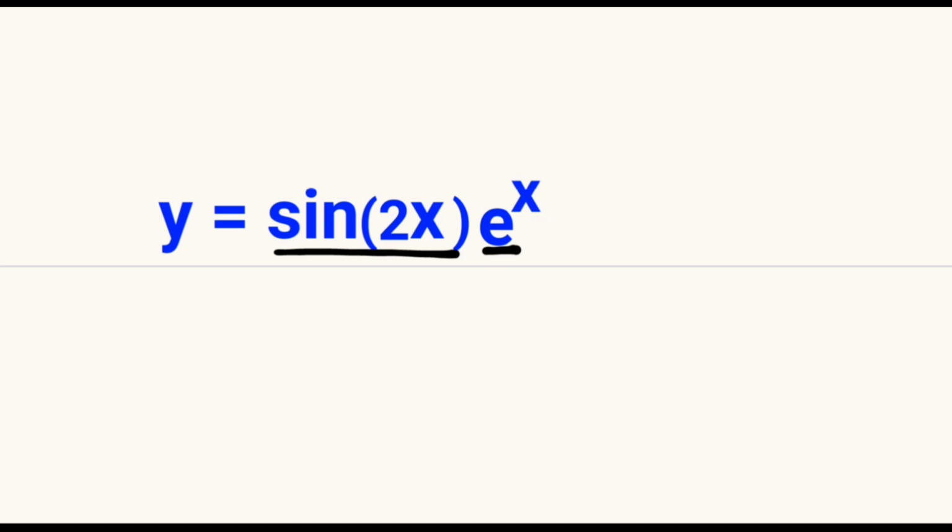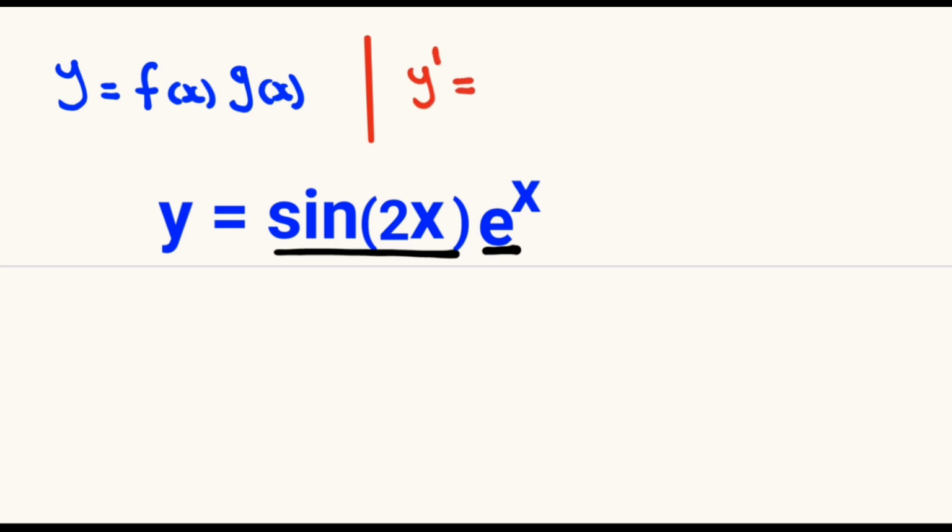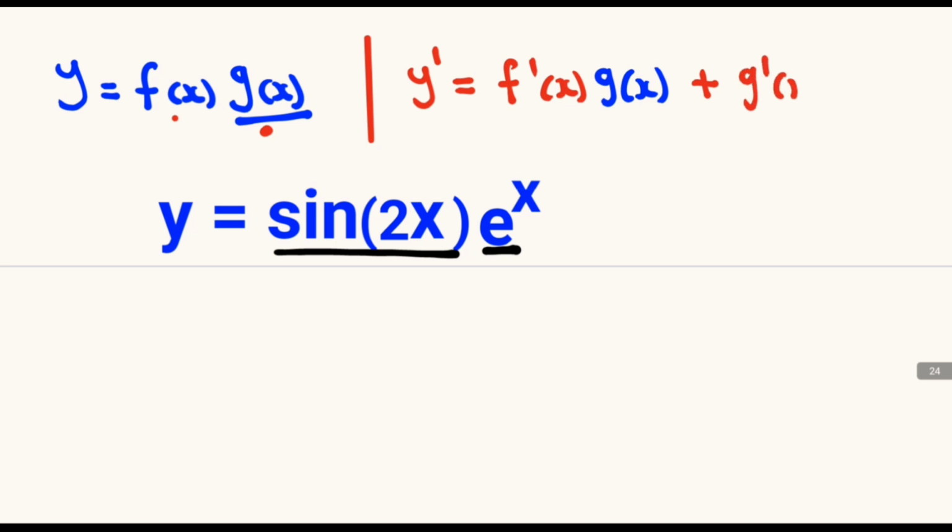In order for us to differentiate this function, we have to use the product rule, which states that if you have y is equal to f of x multiplied by g of x, then the derivative of the y will be equal to the derivative of the f of x multiplied by the original function g of x plus the derivative of the g of x multiplied by the original function f of x.